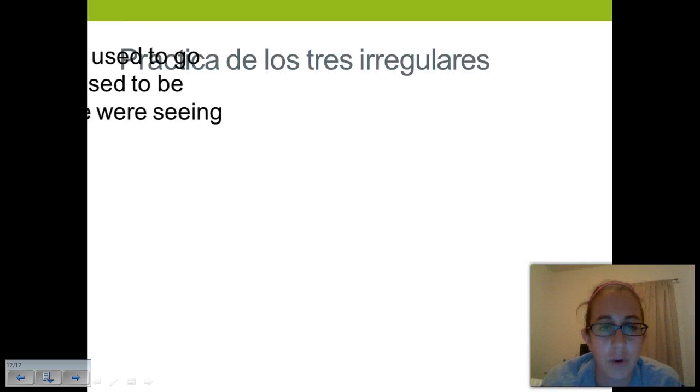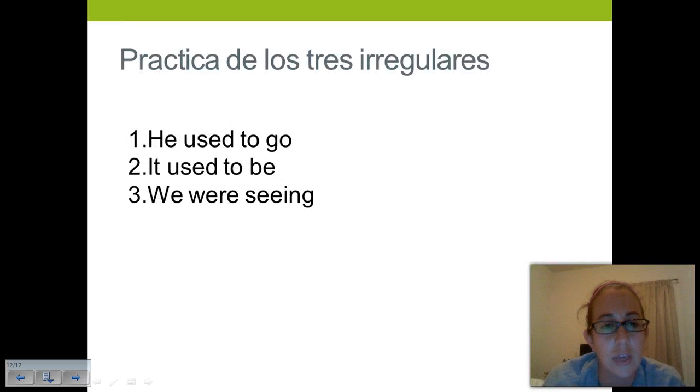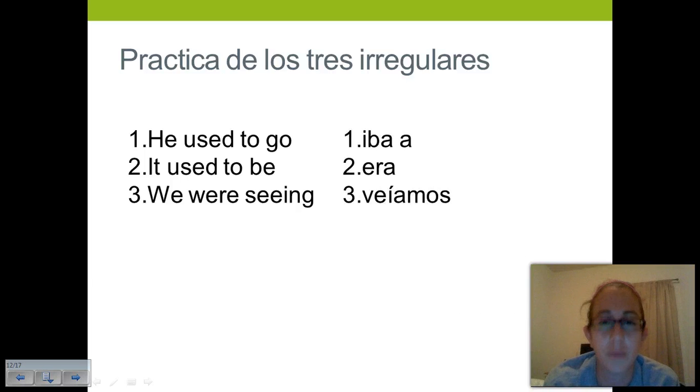And then here's your 3 practice problems. He used to go, it used to be, and we were seeing. Okay? Alright, now you're going to flip your notes over, and we're going to talk more about the usage of our preterite and our imperfect. Oh, but first we have to check our answers. Embarrassing. He used to go would be iba, it used to be would be era, and we were seeing would be veíamos. Alright, now you can flip over your notes.